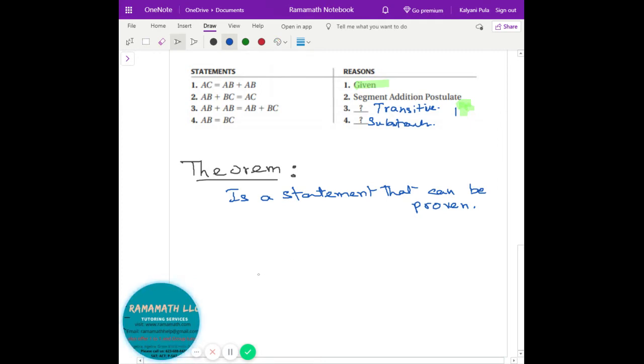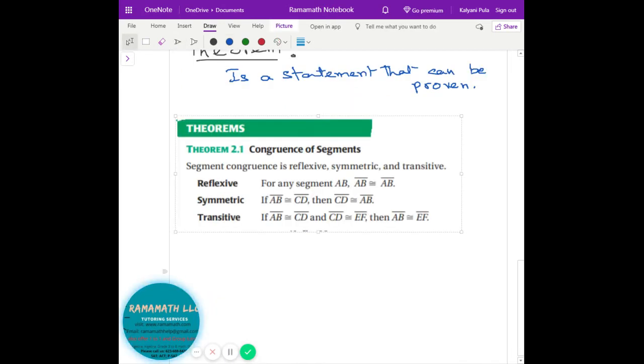Let's read carefully so that we can get a good idea, and then we are going to use them in coming lessons or questions. Now let's look at one of the theorems here, congruency of segments. Segment congruency is reflexive, symmetric, and transitive. If you have 2 segments that are congruent, we can apply all of these properties.